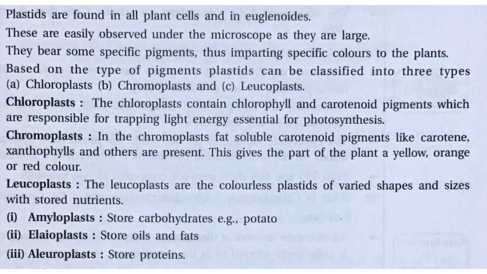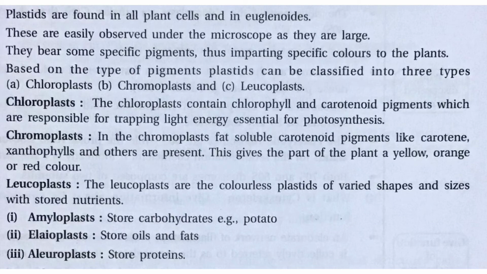They bear some specific pigments. Sometimes they impart their color, and sometimes they are colorless also. So on the basis of the pigment present in plastids, they can be classified into three types. Let us see what their names are. First is chloroplast, second is chromoplast, and third is leucoplast.